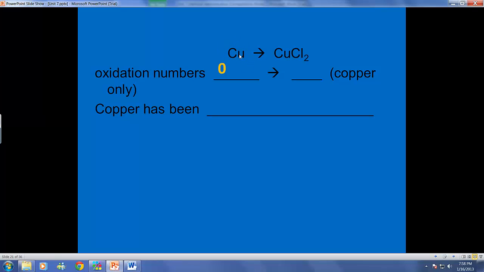This is elemental copper, so it's just a 0. Look over here. This is a -1, so this copper is a +2. So you're like, what happened to your numbers? The number got more positive. When it got more positive, that meant that it actually lost electrons. So we would say that copper has been oxidized because it lost electrons.